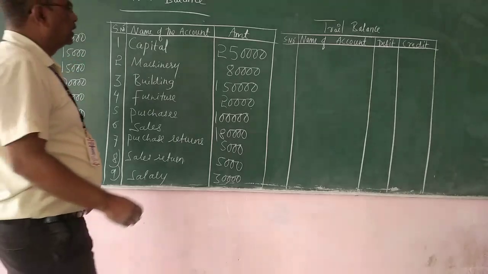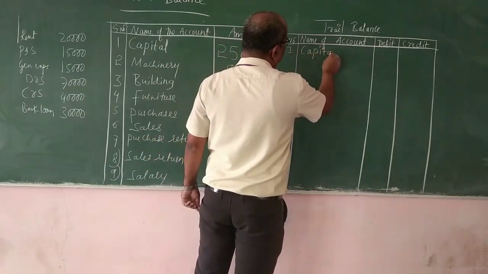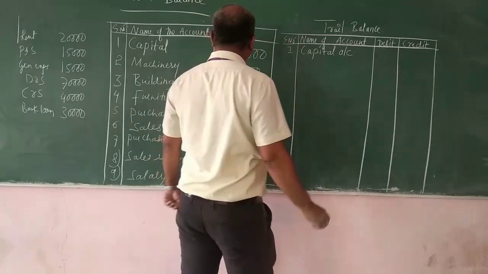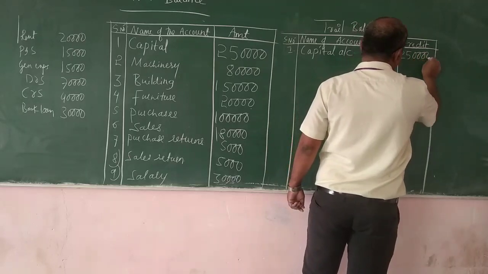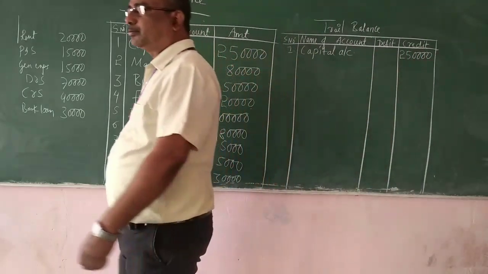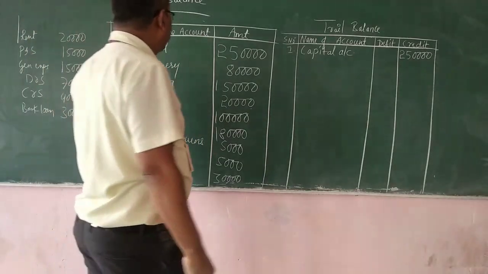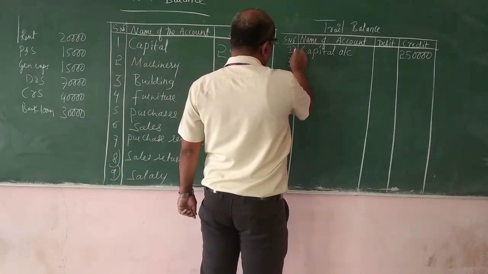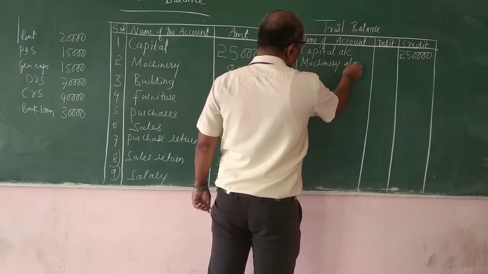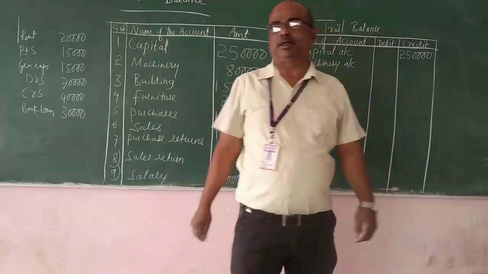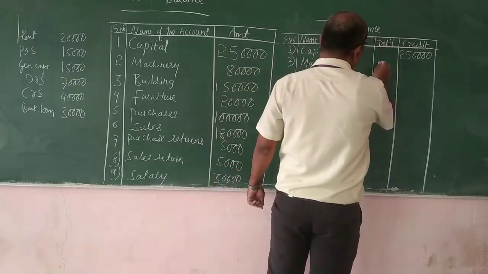First is capital. Capital account 2,50,000 has to be credited. Capital account always has to be credited. Next is machinery account. Machinery account is an asset account, and an asset should always be debited. So machinery account is debited 80,000.